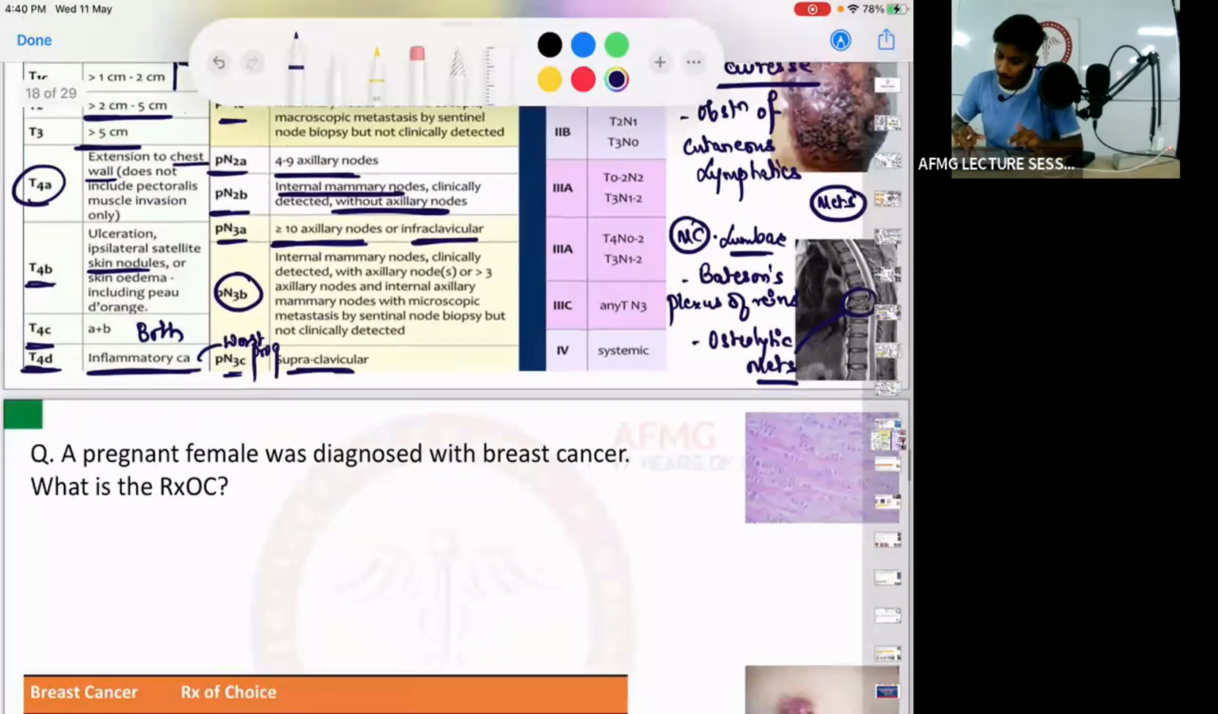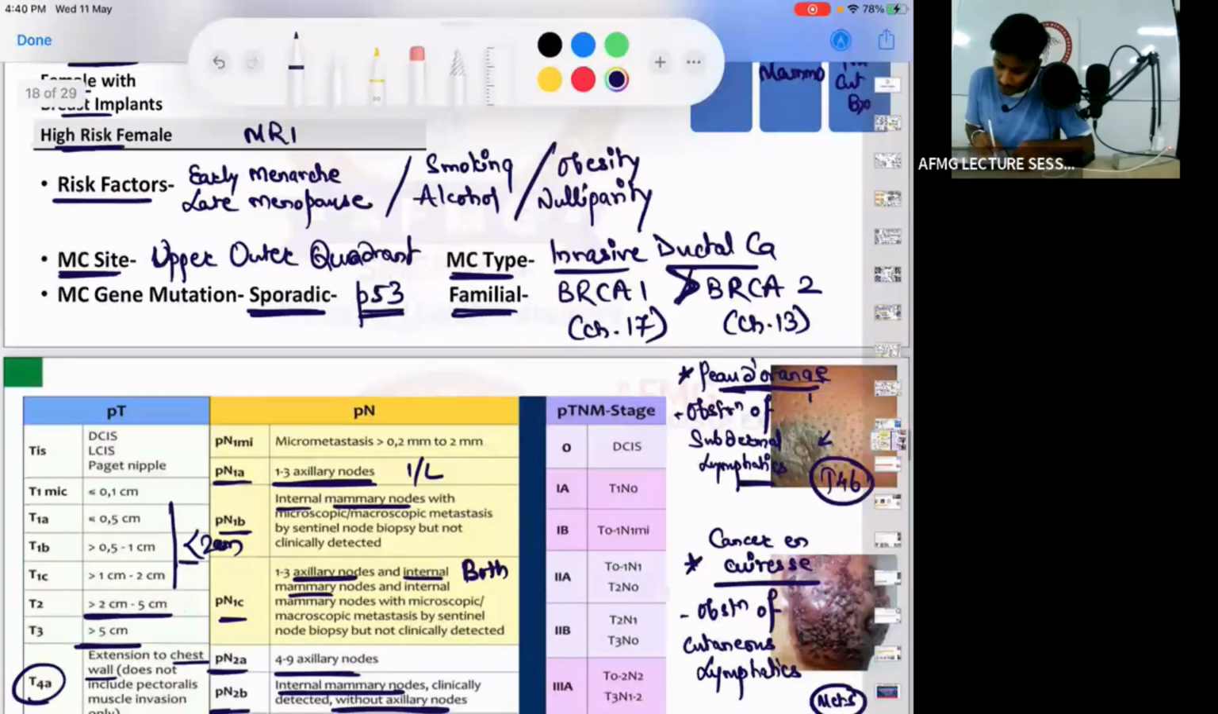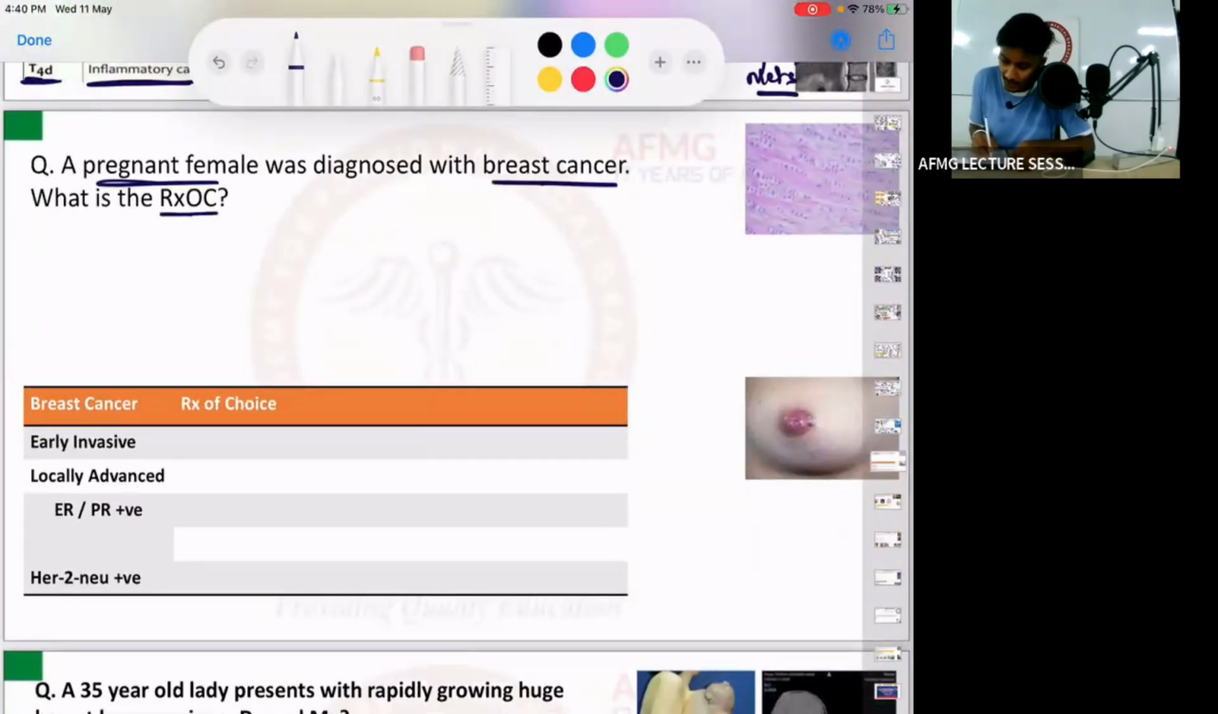Important ones. A pregnant female was diagnosed with breast cancer. What is the treatment of choice?